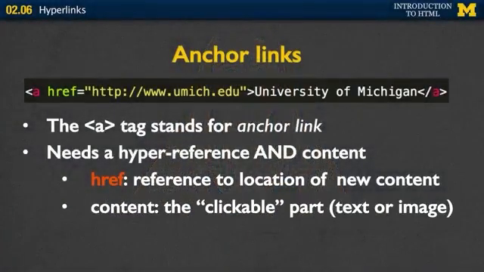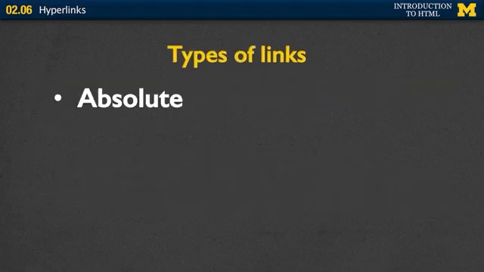We also need to have content. The content is what we call the clickable part. In this case, it's text. I would actually click on an underlined text that says University of Michigan. But in some cases, it might be an image instead.